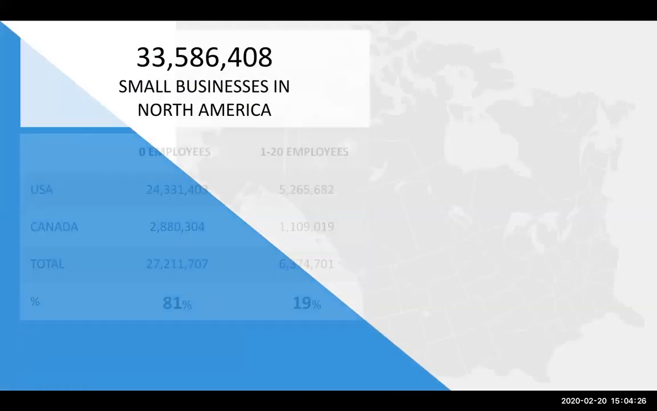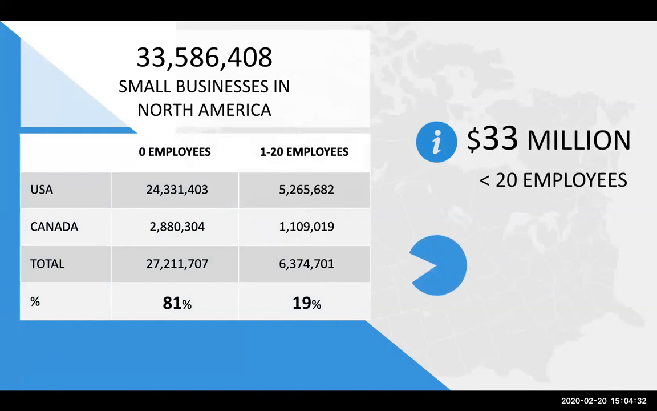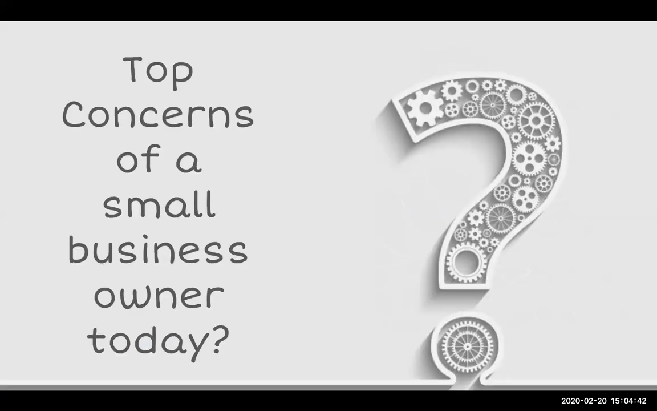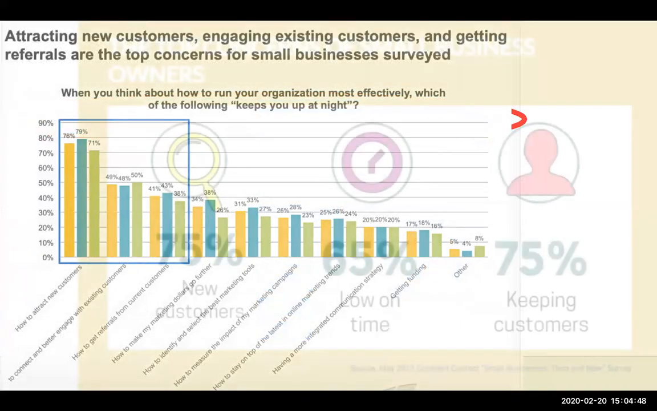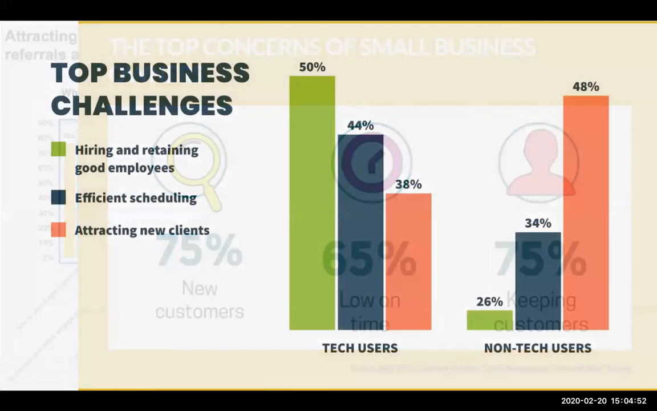So landscape. While there's roughly 34 million small businesses in North America, the real trick is that these are all under 20 employees, but there's roughly 80% of them that have no employees, and they all need help. And they need help getting found, because their top concern today, over and over again, is how do I get a new customer? They don't know what to do. The world has changed. They don't know how to change with it.